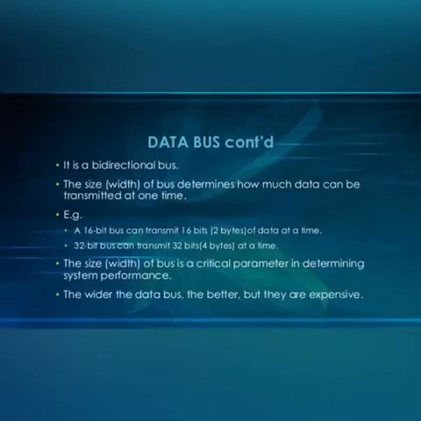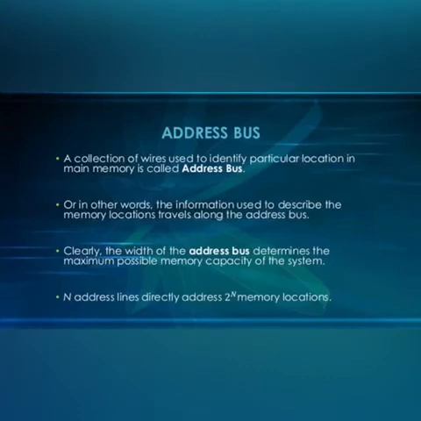For example, a 16-bit bus can transmit 16 bits, meaning 2 bytes of data at a time. A 32-bit bus can transmit 32 bits, meaning 4 bytes at a time. The size, or width, of the bus is a critical parameter in determining system performance. The wider the data bus, the better, but they are very expensive. Now second, we have the address bus.